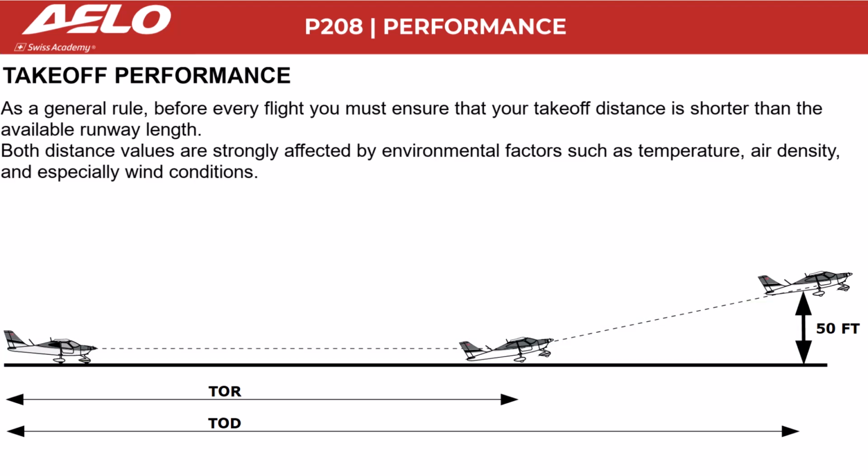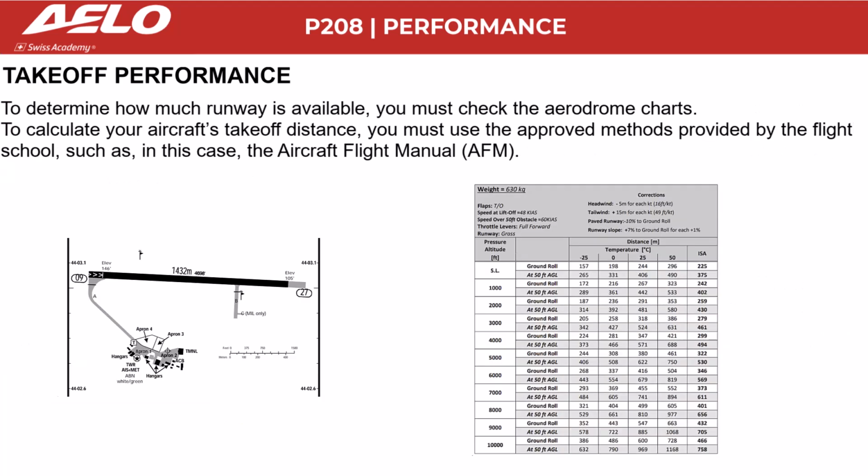As a general rule, before every flight, you must ensure that your takeoff distance is shorter than the available runway length. Both distance values are strongly affected by environmental factors such as temperature, air density, and especially wind conditions. To determine how much runway is available, you must check the aerodrome charts. To calculate your aircraft's takeoff distance, you must use the approved methods provided by the flight school, such as, in this case, the Aircraft Flight Manual, AFM.